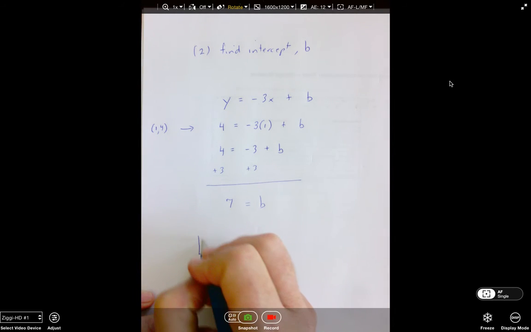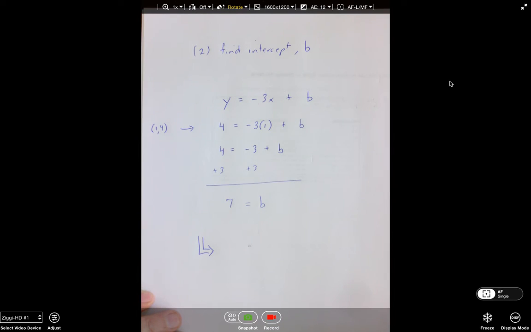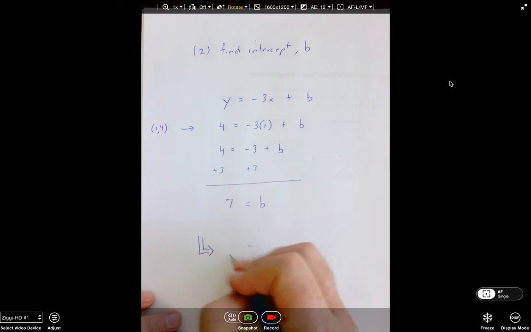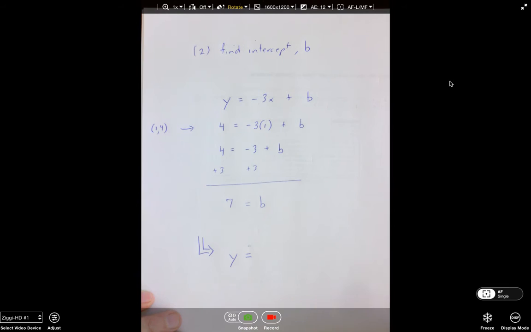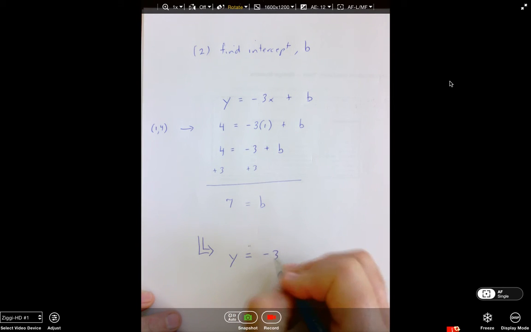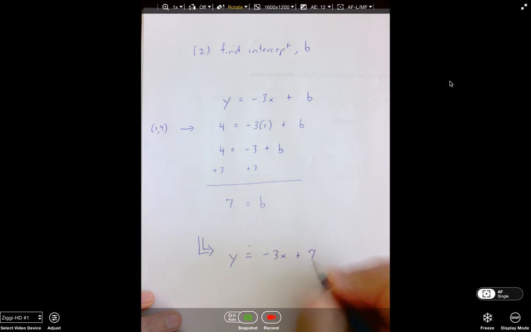So gang, I can put all this together and I can say that my function that contains the points 1, 4 and negative 2, 13 is going to be negative 3x plus 7.